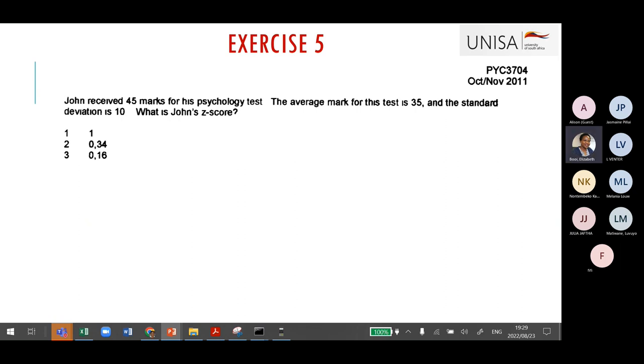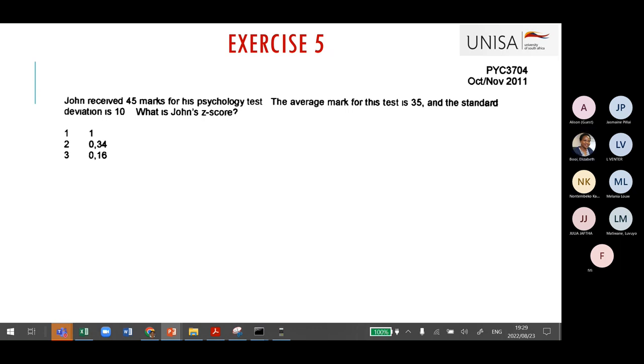Okay, so we've got 1 minute left, but let's see if we can squeeze in one more. John received 45 marks for his psychology test. The average mark for this test is 35, and the standard deviation is 10. What is John's z-score?